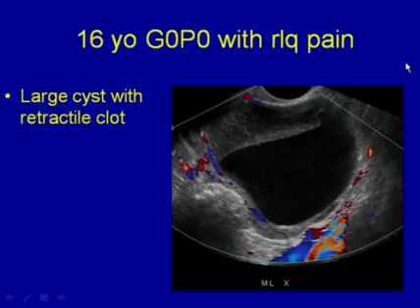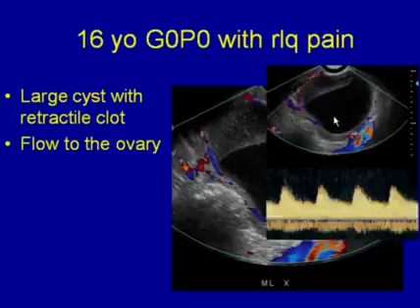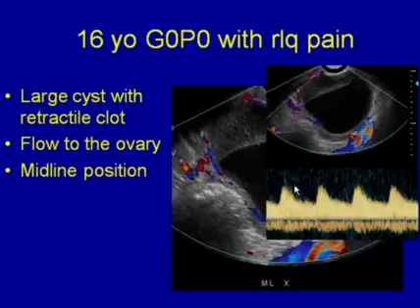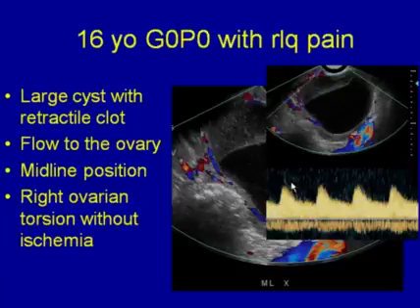This patient, however, on the other hand, is also with right lower quadrant pain, has an obvious retractile clot, but it's certainly bigger than 5 centimeters. She had a lot of pain, a lot of symptoms. There was flow in the ovary. However, the ovary was out of normal position. It was in the midline, and so she did go to the OR, and this was right ovarian torsion without ischemia.